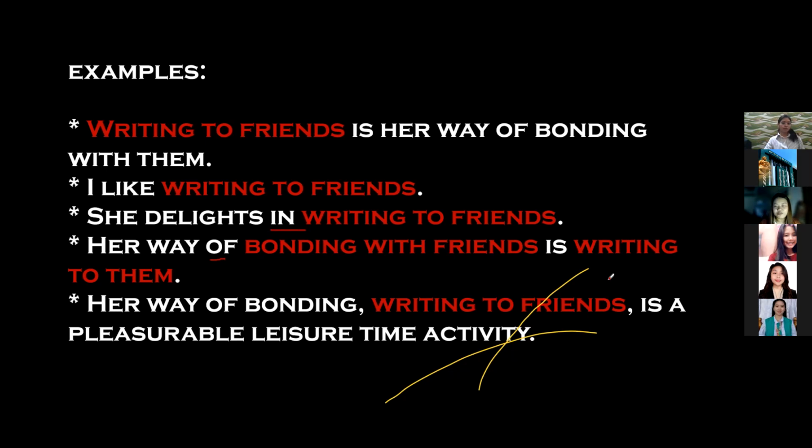So, bonding with friends is a gerund phrase, function of object of preposition. So, her way of, the preposition is of. And then, writing to them, gerund as a subject that pertains to friends. Okay, next. Her way of bonding, writing to friends, is a pleasurable leisure time activity.